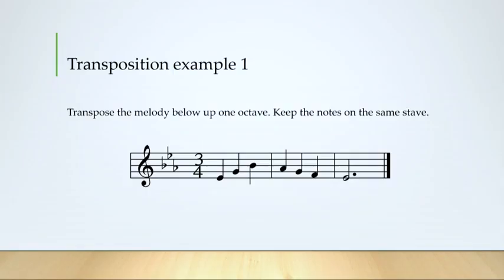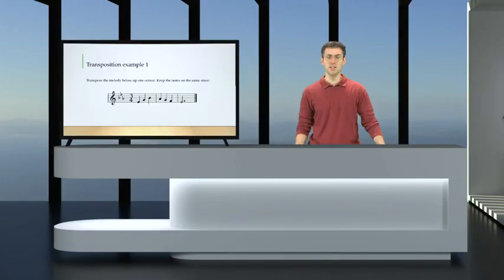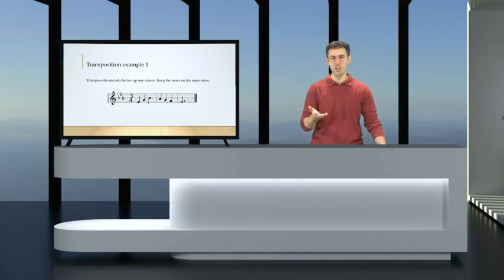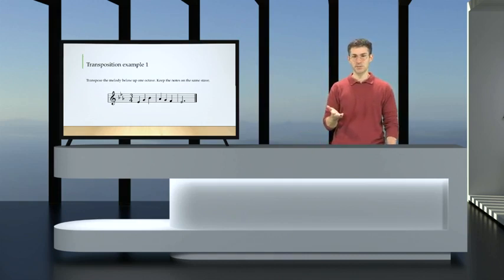So let's have a look at your screen now and the question that you have on the screen. It says transpose the melody up 1 octave, keep the notes on the same stave. And so we have already a clue that we're working with the treble clef and we have to stay in the treble clef. In our next transposition example, you'll see that we're going to move to a different clef. In this one, we're going to stay in the treble clef. And we're taking up the notes an octave.